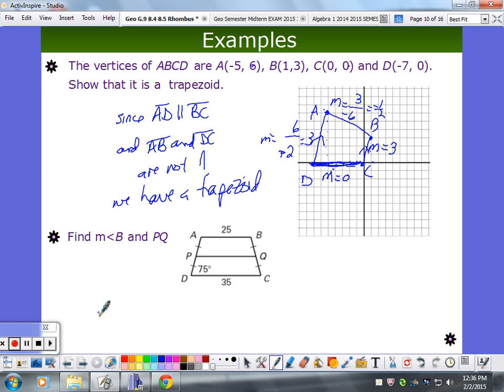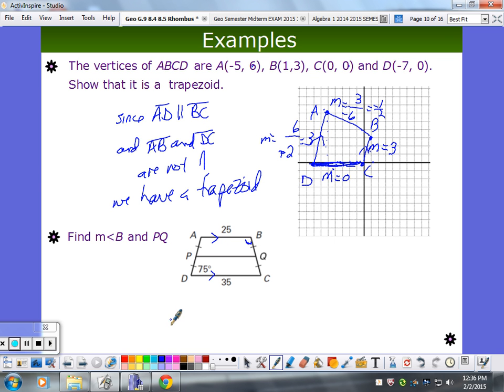Alrighty, this one is the last example, kind of in the middle there, on page 2. Find the measure of angle B and the length of PQ. One thing that's not shown here that should be is I've got two parallel lines here. AB is parallel to DC. It does not show that, so draw that in. So, now I have a trapezoid. What do I know about this trapezoid?